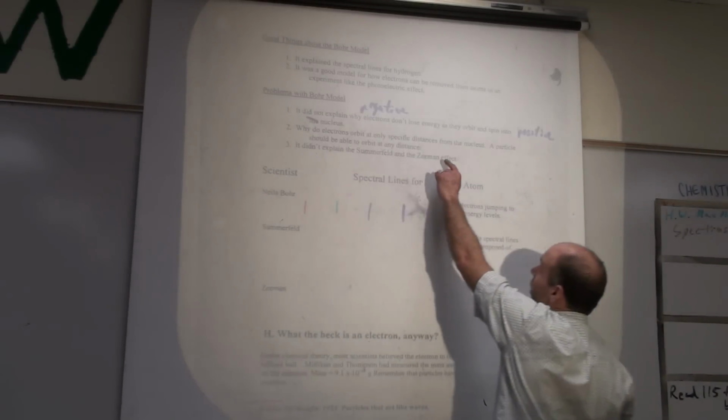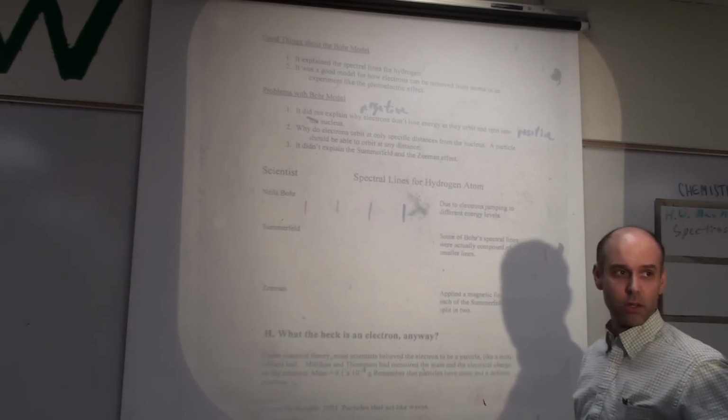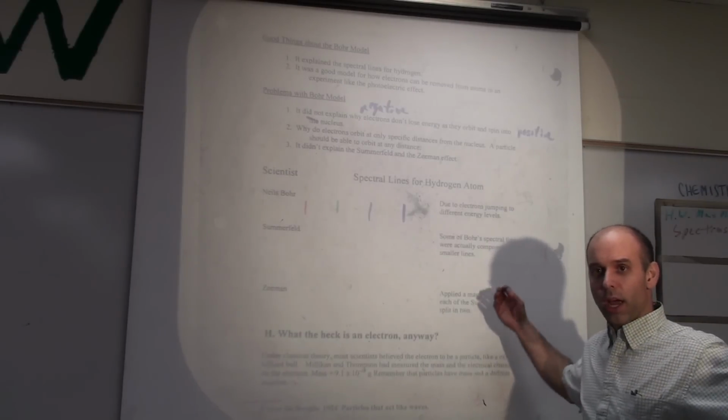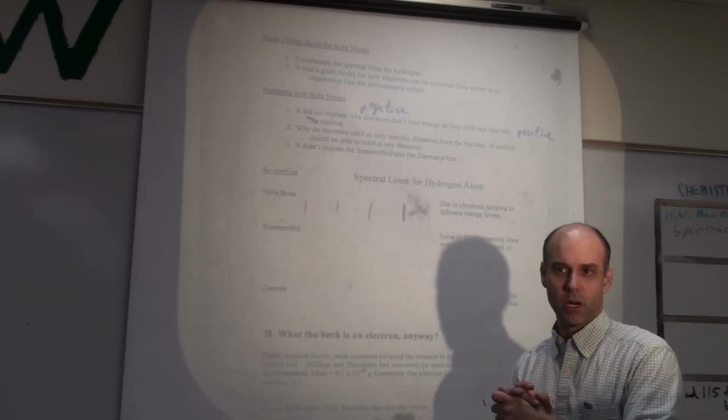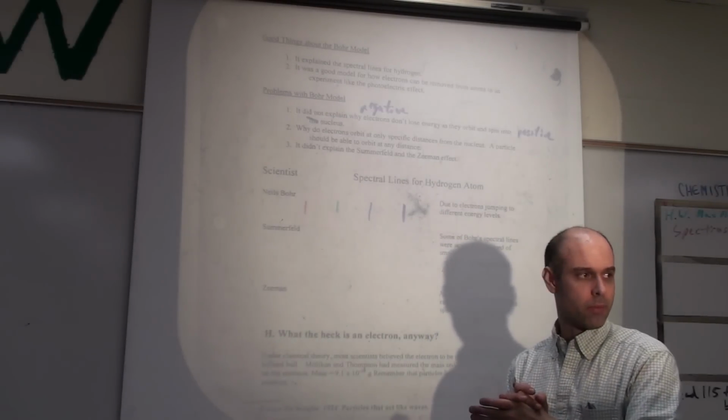inconsistencies. First of all, it did not explain why negative electrons don't get attracted to the positive protons in the nucleus, and why those electrons don't then spin into the nucleus. Because if they have opposite charges, they should be attracted to each other. Another problem with the Bohr model is that he didn't explain why the orbits are quantized. He just said that they were. And then the other problem with the Bohr model is that he didn't explain the Sommerfeld and the Zeeman effect.